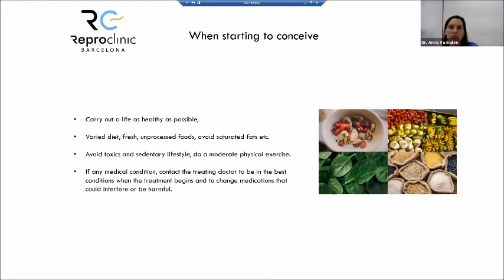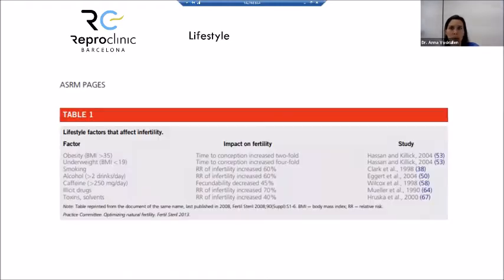And when starting to conceive, some general tips: carry out a life as healthy as possible, for sure. Have a balanced diet, fresh, unprocessed food, avoid saturated fats, avoid toxics and a sedentary lifestyle. And if you have any medical conditions, for sure, talk with your doctor and tell your treating doctor that you want to become pregnant, to see if the medication that you're taking is correct or should be changed.